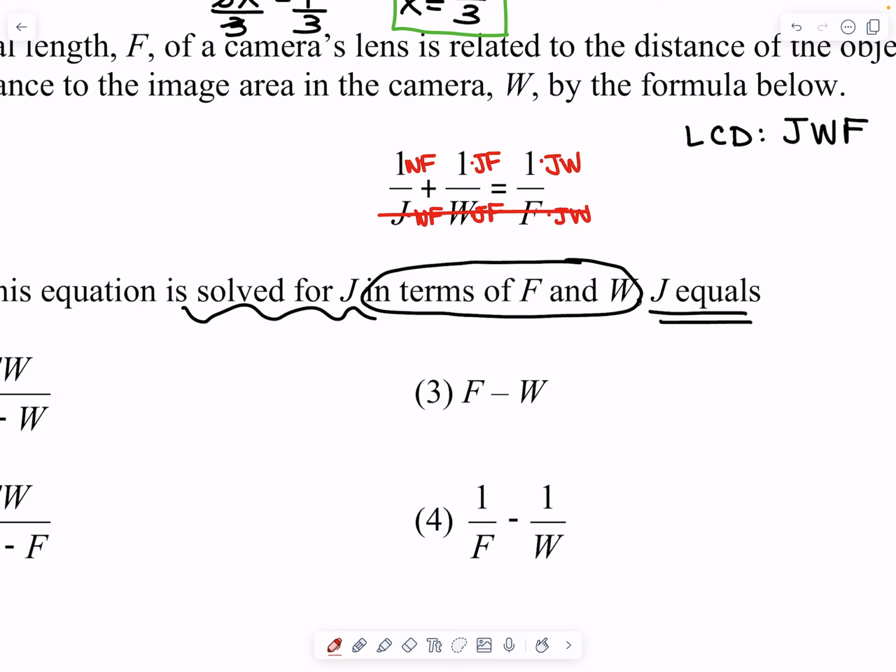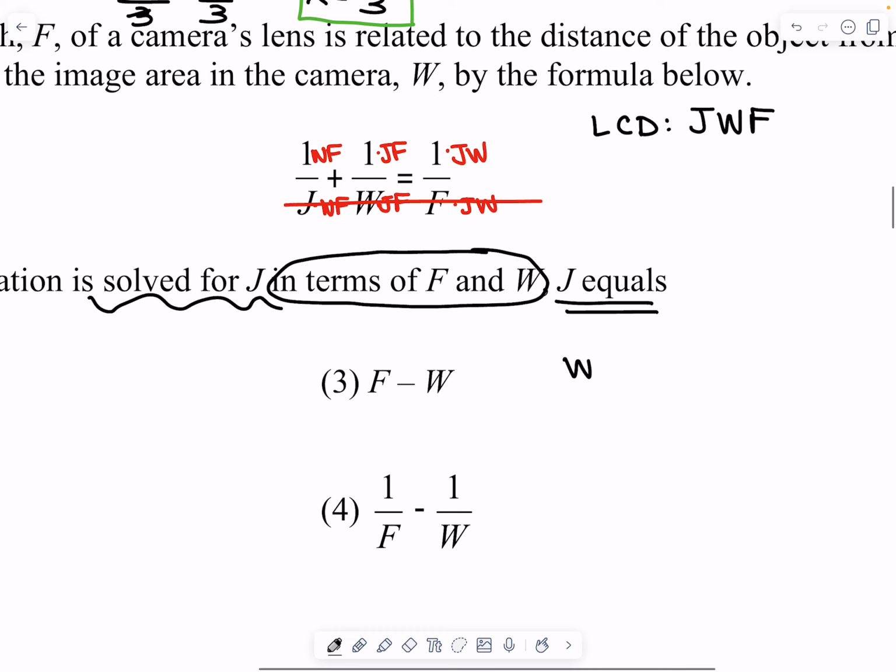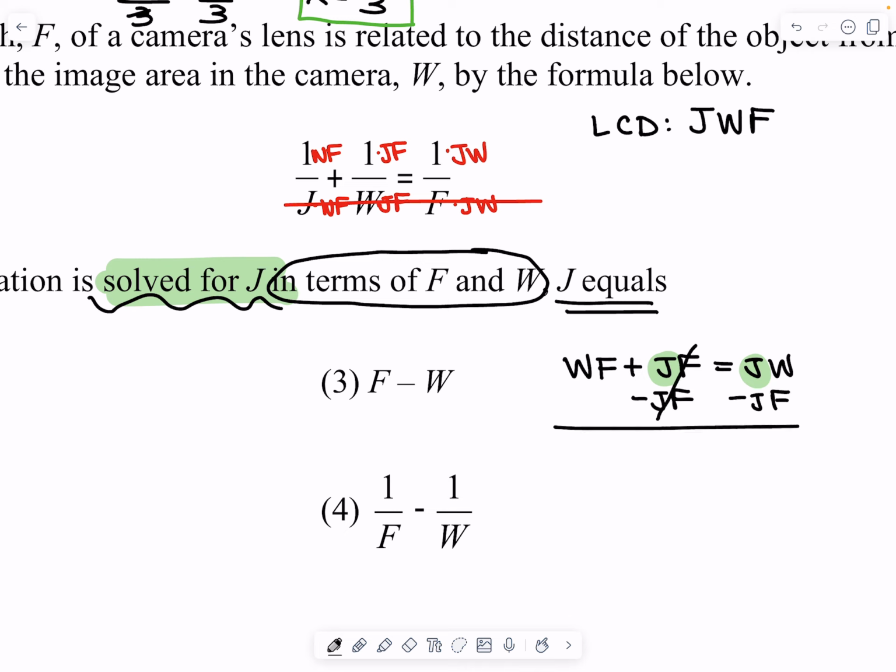So now we're going to cross out the bottoms. I'm going to rewrite the top. So I have WF plus JF equals JW. And again, let's remind ourselves we're trying to solve for J. And right now I see J in 2 different terms. So what we're going to do is try to get J to one side of the equation, right? We can't solve for something if we don't even have it on one side of our equation. So WF can stay on the left. Now we have WF equal to JW minus JF.